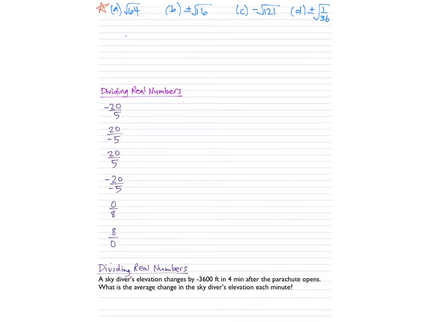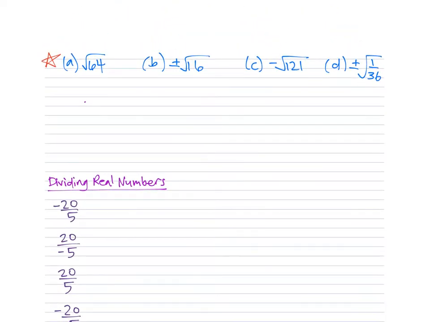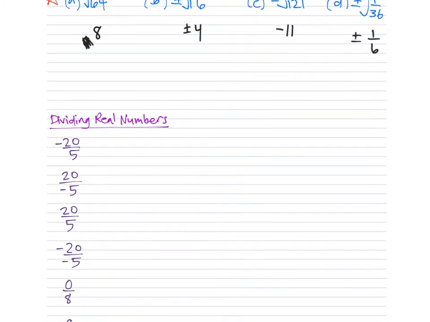All right, and here are some to try on your own. Press pause and check back for the solution. Okay, and so 8, plus or minus 4, negative 11, plus or minus 1/6. Not too bad, you're just taking square roots. And don't get confused with squares.